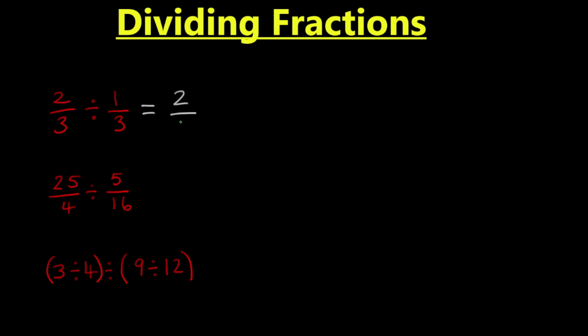All you need to do is take the second fraction and flip it, and then change the division sign into a multiplication sign. Now it's basically the same as it was in the multiplying fractions. So we can cross reduce the 3's here, and then we get a final answer of 2.